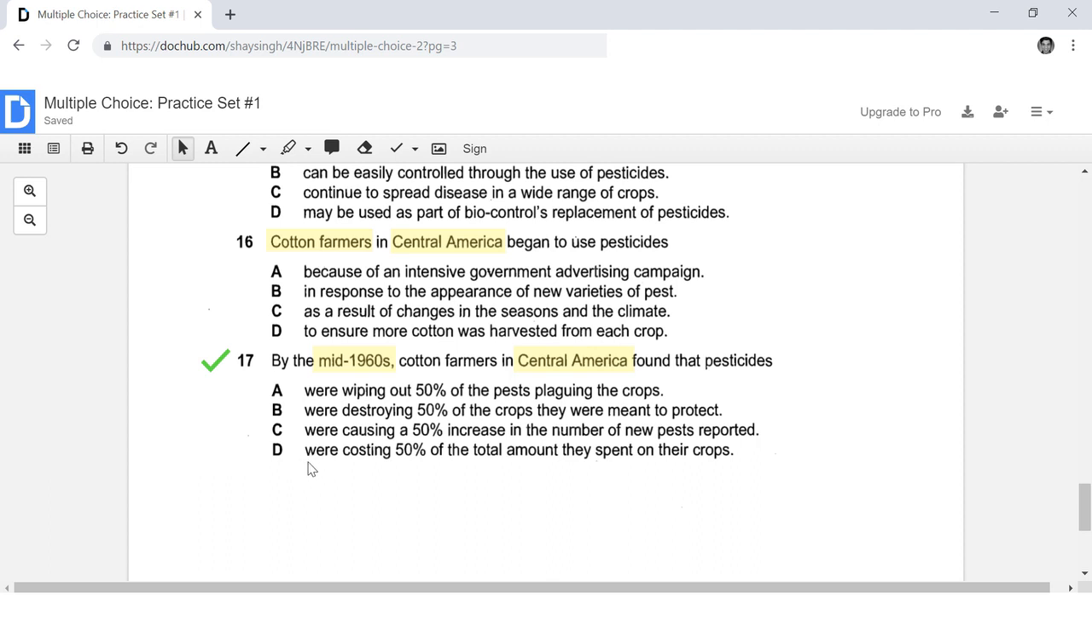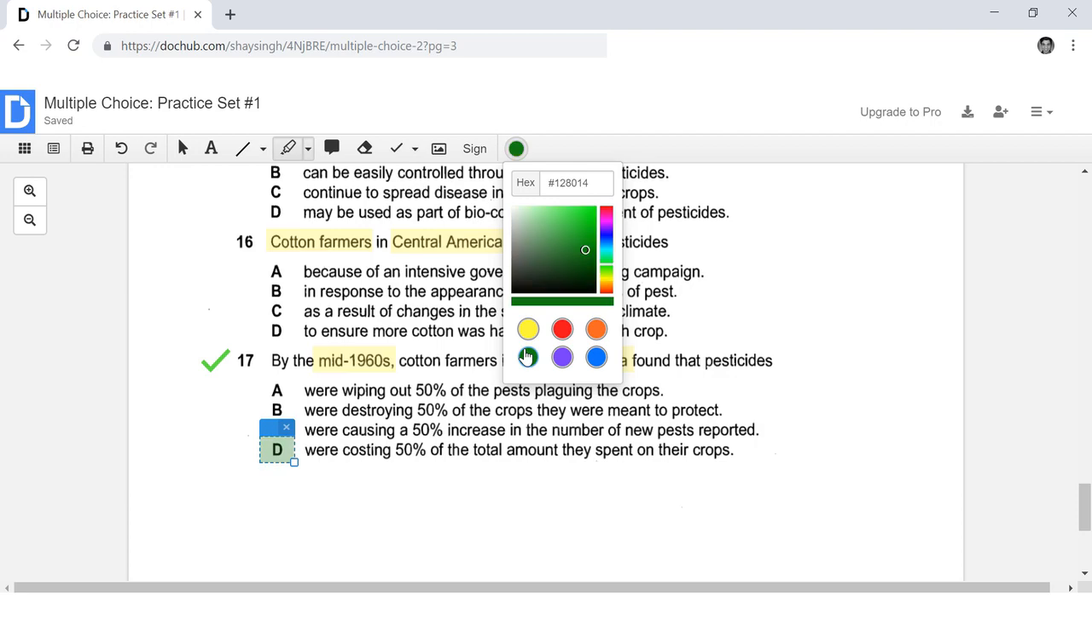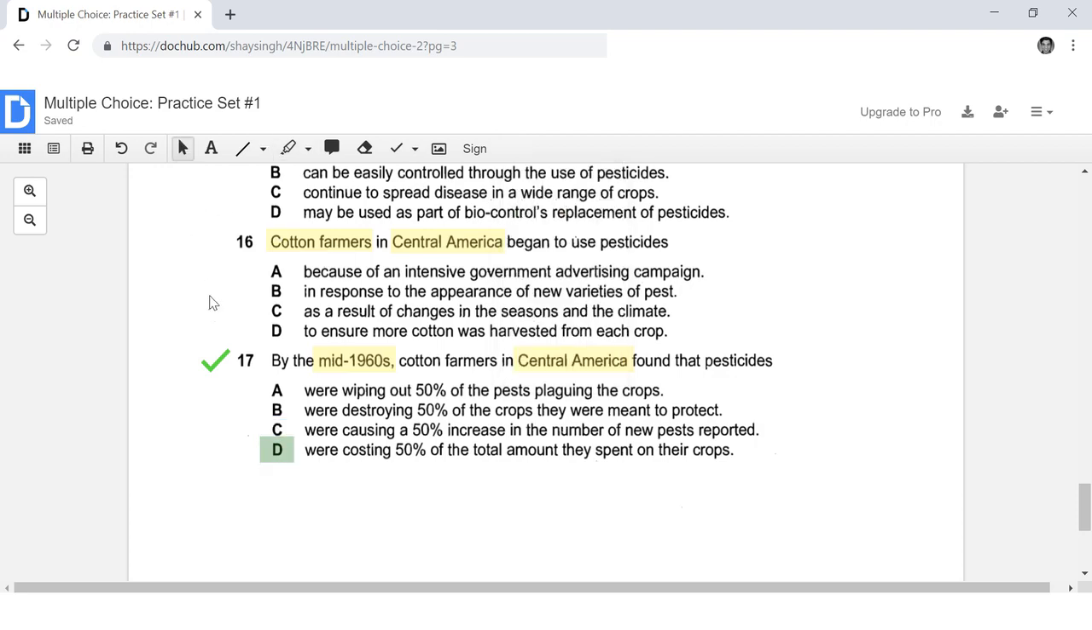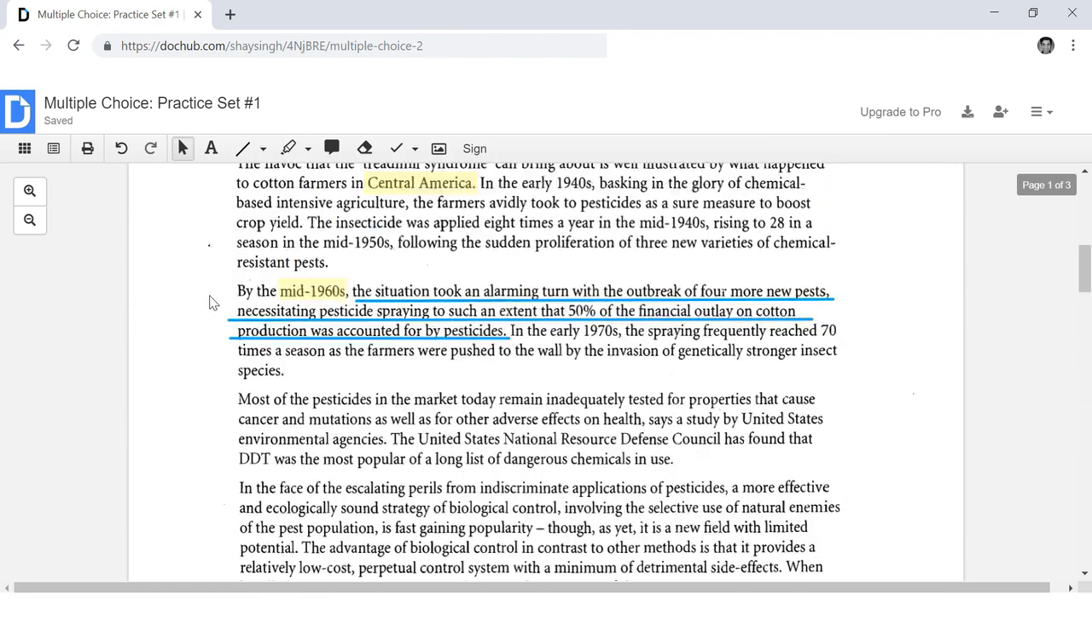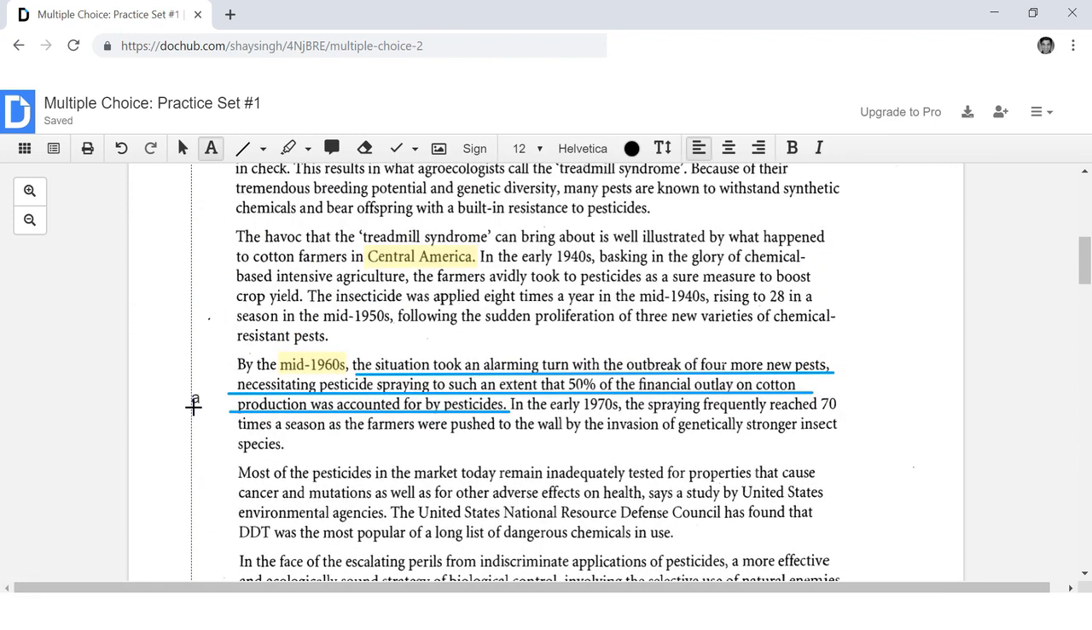Option D says that pesticides were costing 50% of the total amount they spent on their crops. That's the correct answer. That they were costing 50% of the total production costs. They had to use so much pesticide that they had to spend up to 50% of the total production cost on just buying and using pesticides. So the correct answer choice is D. Great. Now let's come up to our matching sentence here and put a number next to it so we know where we found the answer to question number 17.